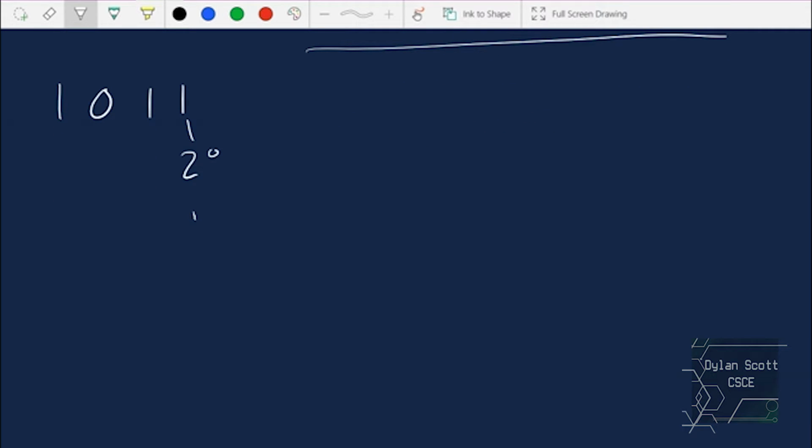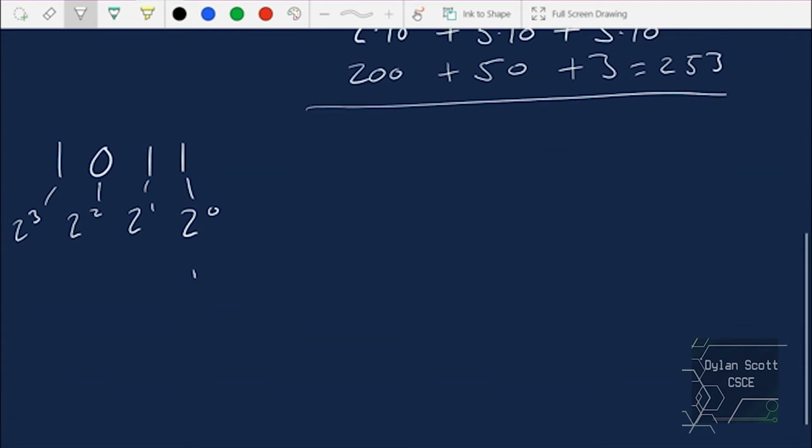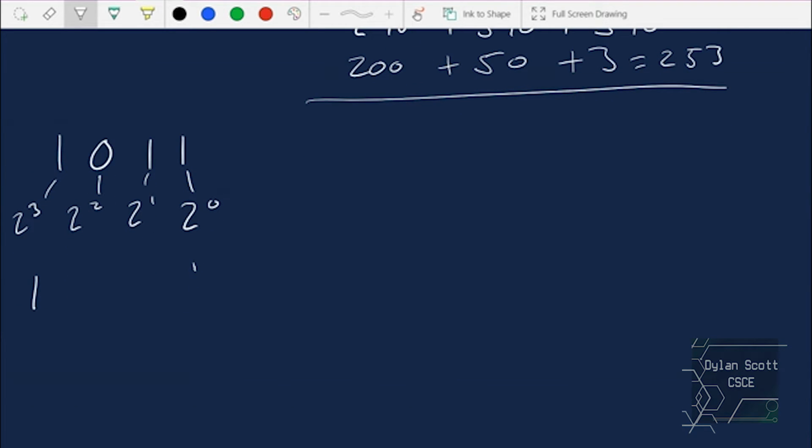2 to the 0, 2 to the 1, 2 to the 2, and 2 to the 3. And similarly to how we did 2 times 10 to the 2 plus and so on to get our number, it's going to be 1 times 2 to the 3, plus 0 times 2 to the 2, plus 1 times 2 to the 1, plus 1 times 2 to the 0.